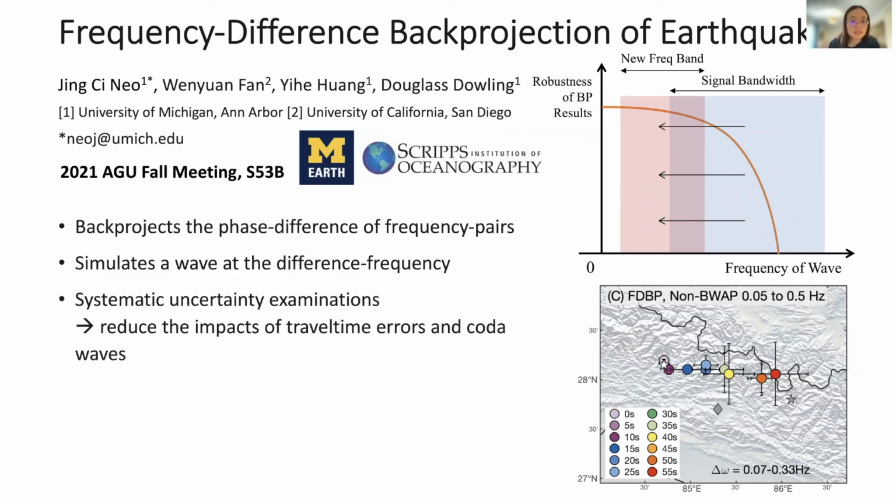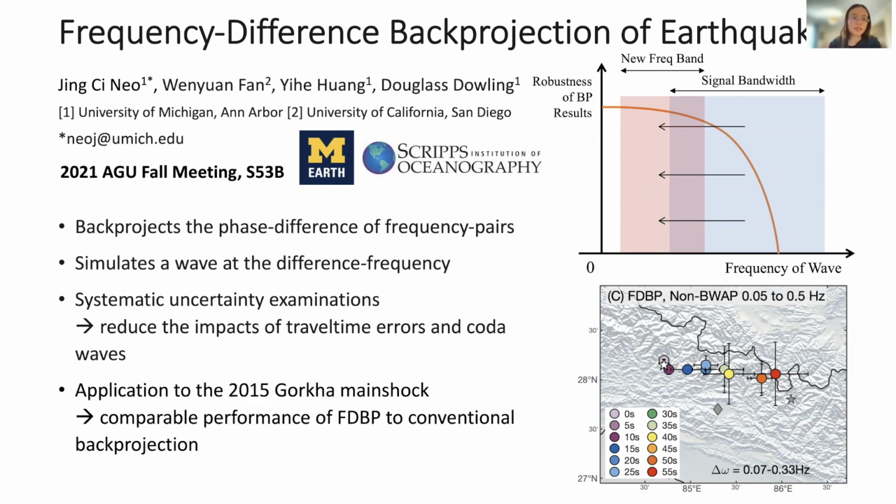We conducted systematic uncertainty examinations and found that FDBP can potentially reduce the impacts of travel time errors and coda waves. In addition, we successfully applied FDBP to the 2015 Gorkha mainshock, and our results suggest that the performance of FDBP is comparable to that of conventional back projection.